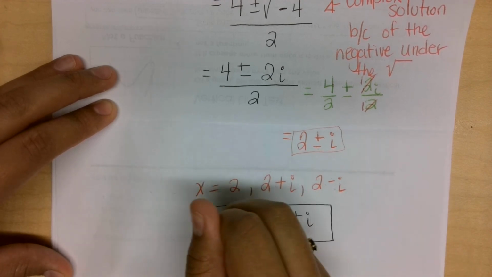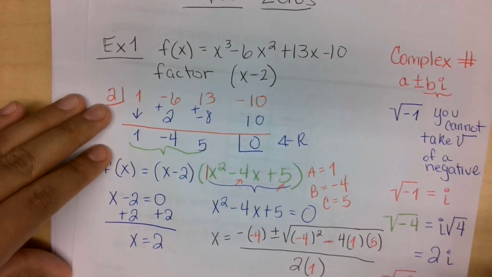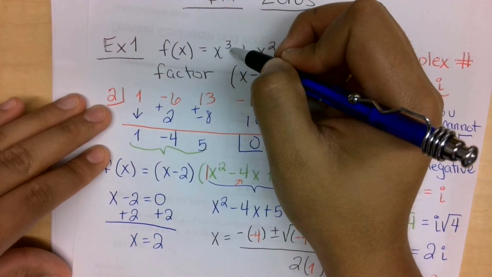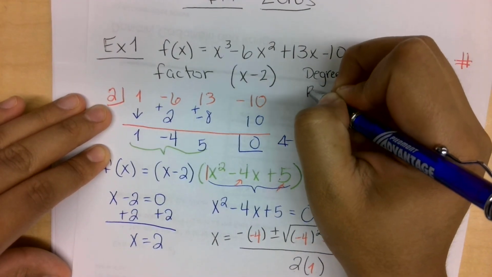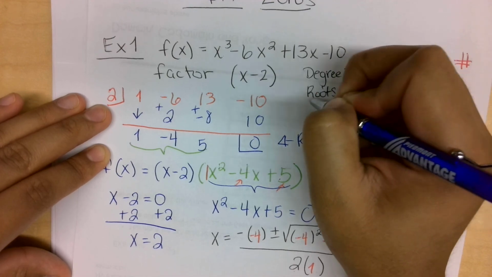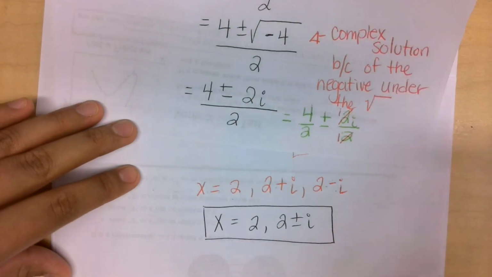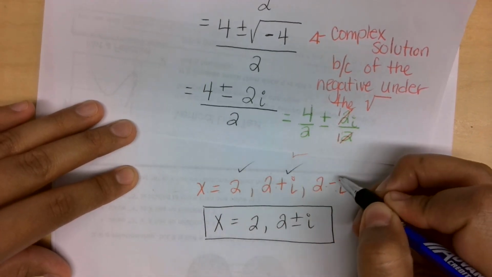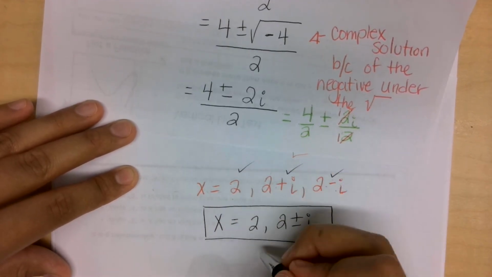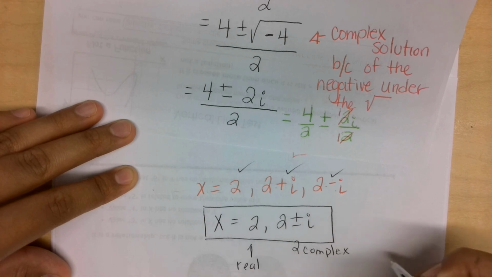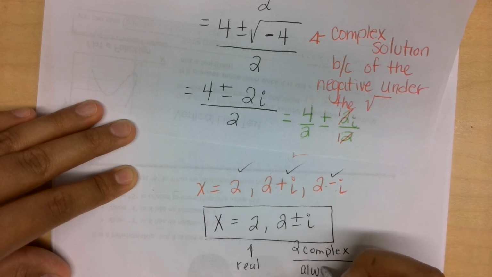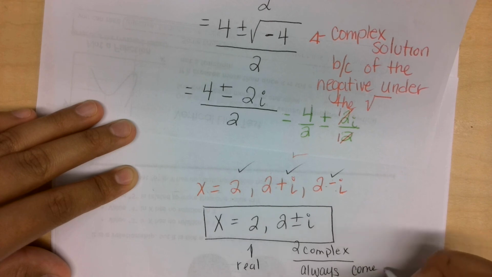And if we remember the fundamental theorem of algebra, this is x to the third. So if the degree is 3, the number of roots is 3. And did we get 3 roots? That's what the fundamental theorem of algebra tells us. Yes, we got 2 plus or minus i, and 2 minus i. So we know that we have 1 real and 2 complex. And the complex always come in pairs. Remember, we also learned that. Always comes in pairs. A negative and a positive.